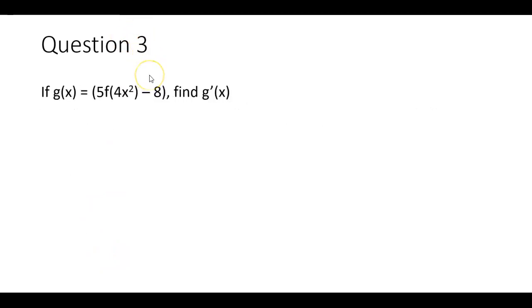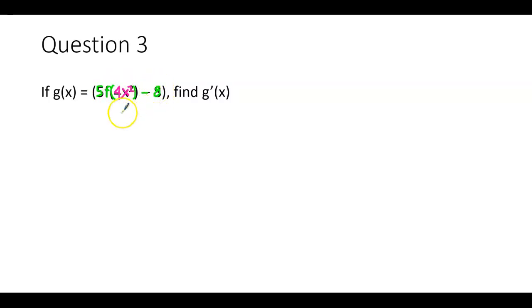Okay, on question 3 we have another opportunity to apply the chain rule. It looks like we have an outside function and an inside function. The inside function is kind of obvious here. There's that. And then we have the outside function, which is the 5 times the f minus the 8.